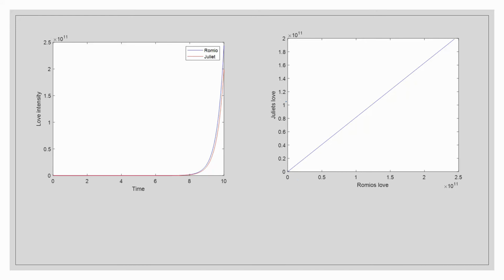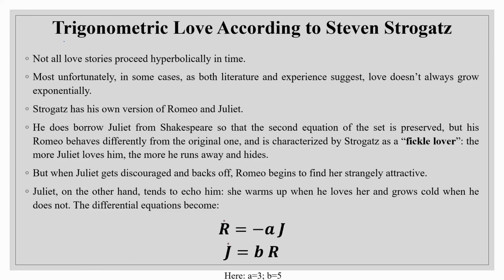And you can see over here, this is a phase portrait. This is showing exactly the same thing, that their love is growing linearly. Now we will see another interesting relationship model, that is a trigonometric love model according to Steven Strogatz.